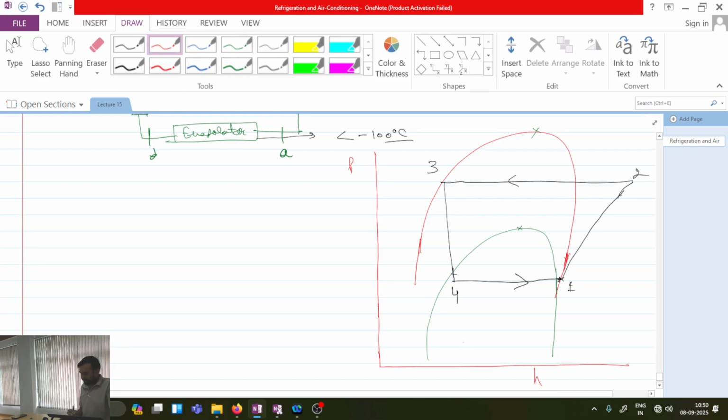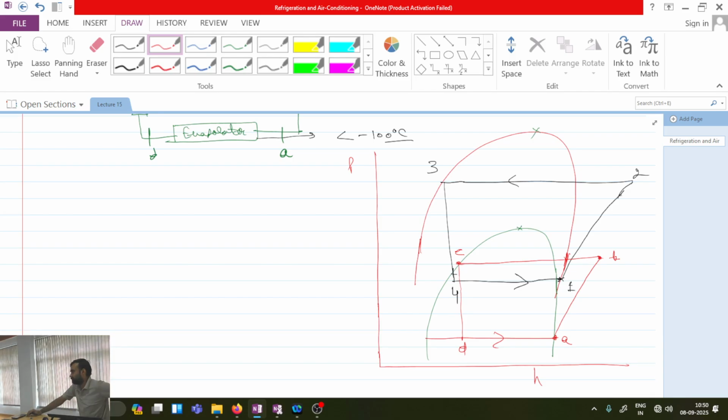What else will I be getting? A to B, B to C and C to D. So this is how you will be having the overlapping cycles. Are all clear with this point?